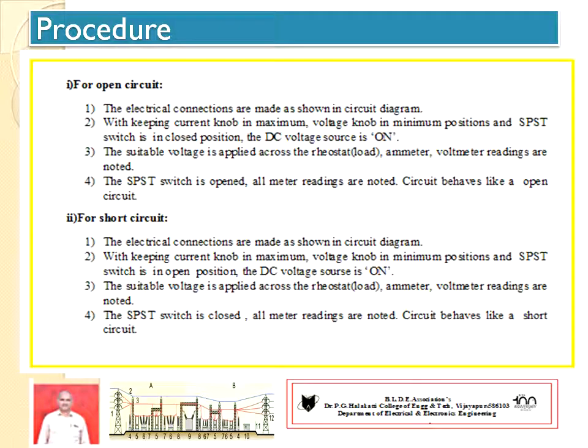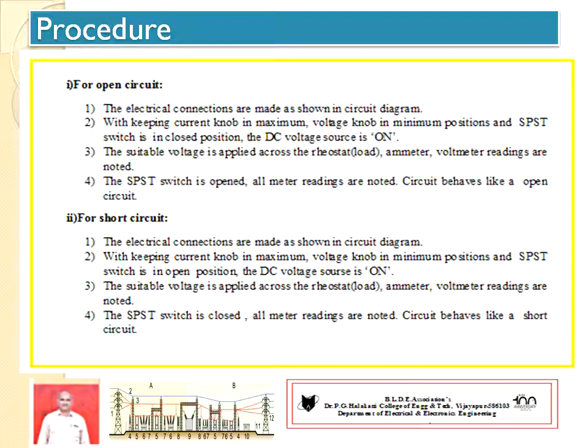Then after developing the tabular column, there is no calculation in this experiment. You have to go for a brief procedure. So, you have to write the procedure for both circuits. Number 1, procedure for open circuit. Yesterday I told only number 1, number 2, both steps remain the same. The electrical connections are made as shown in the circuit diagram.